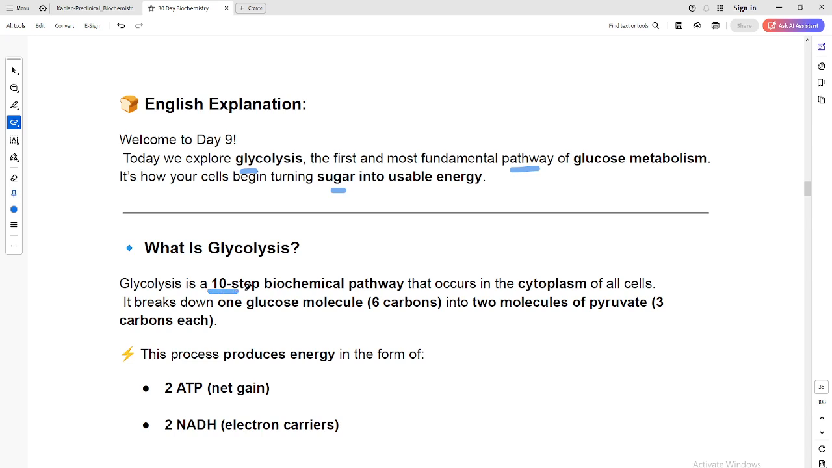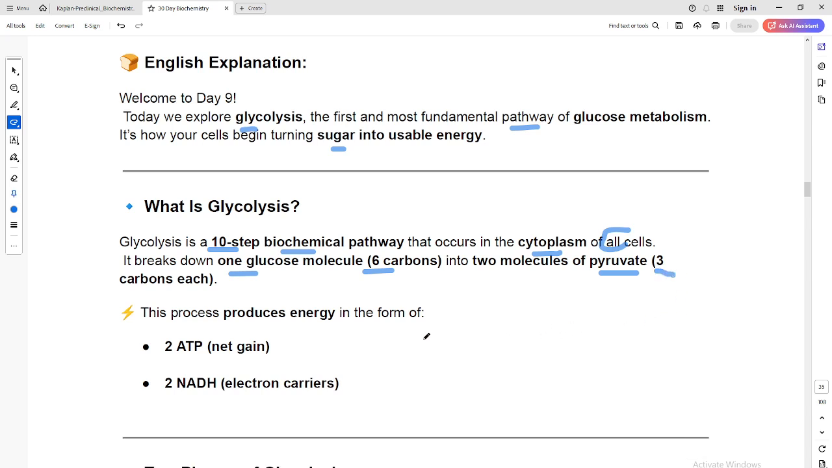Glycolysis is a 10-step biochemical pathway that occurs in the cytoplasm of all cells. It breaks down one glucose molecule, which is formed of 6 carbons, into 2 molecules of pyruvate. Okay, these 2 molecules of pyruvate, each one of them is 3 carbons.